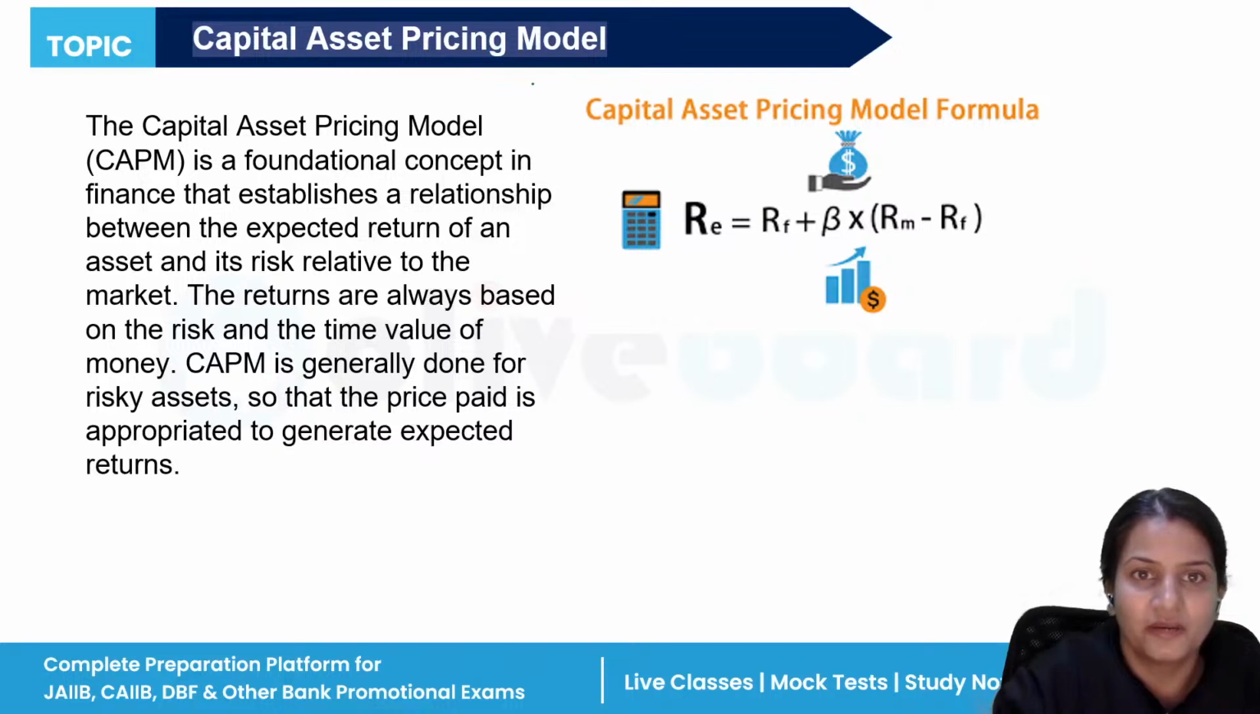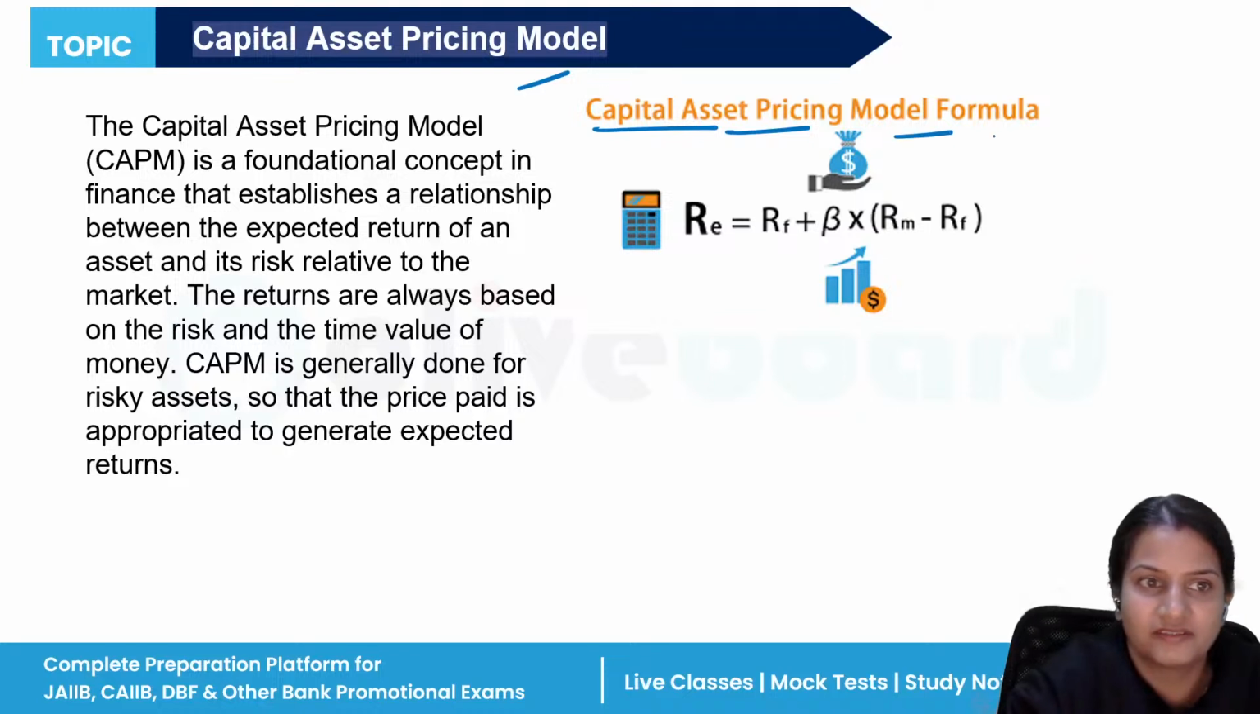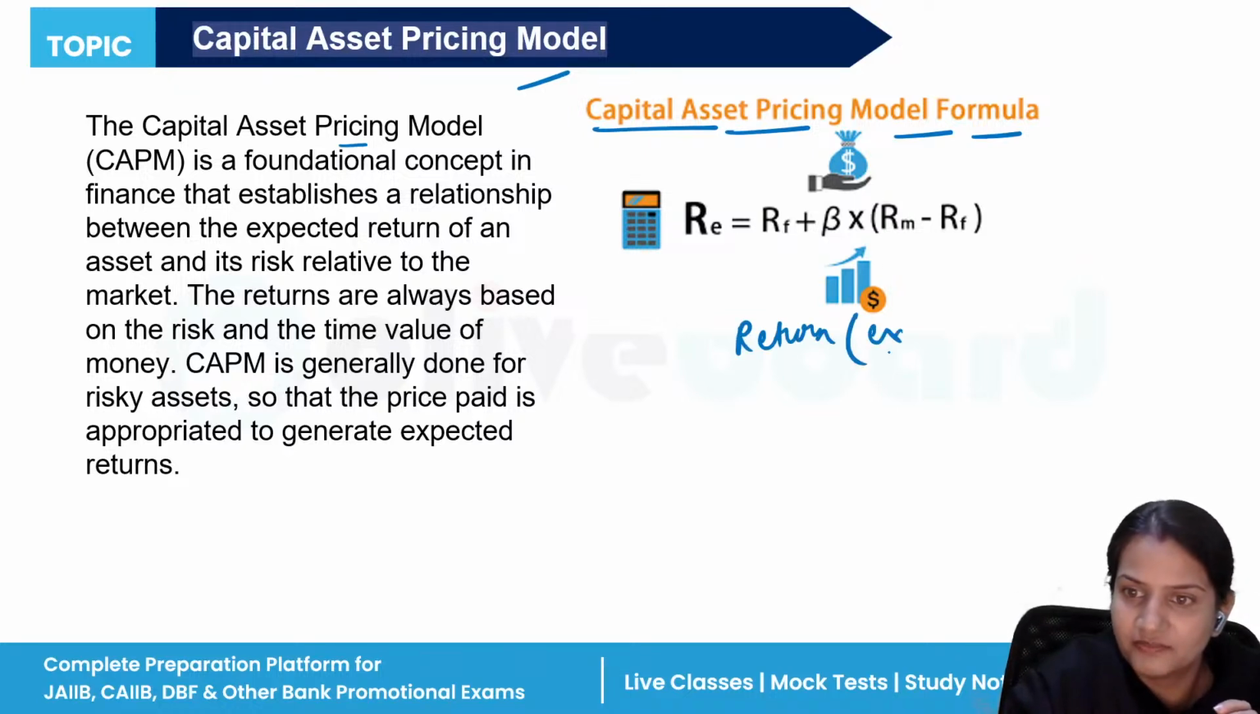Now, there is one important model in this particular unit. We call it the CAPM model, the capital asset pricing model. So what is the capital asset pricing model? It basically tells the relation between the return, the expected return, which you are expecting from any particular project, and with the return, you have to bear the risk also.